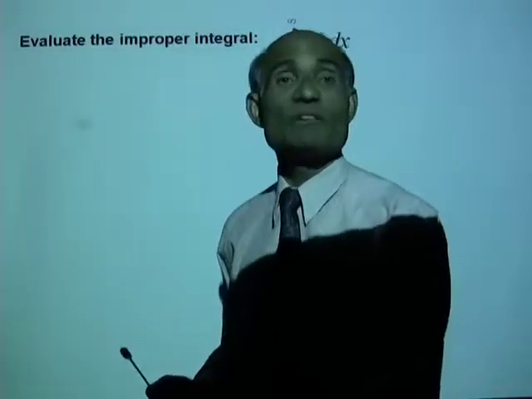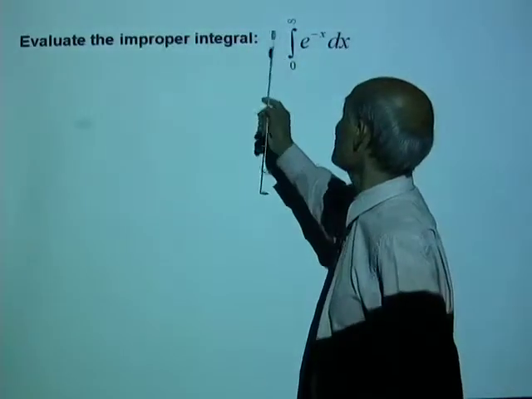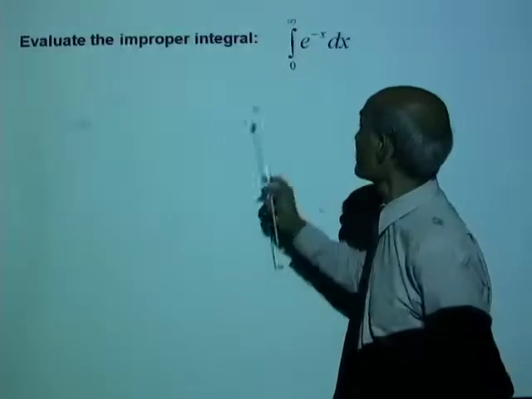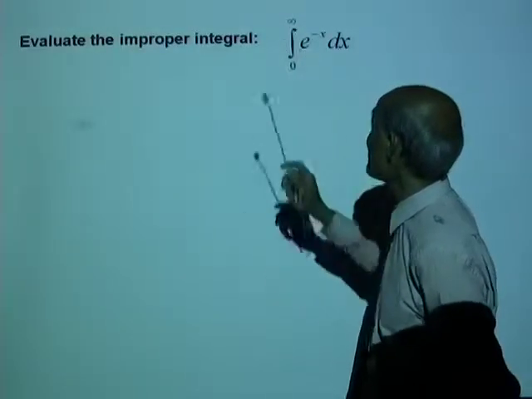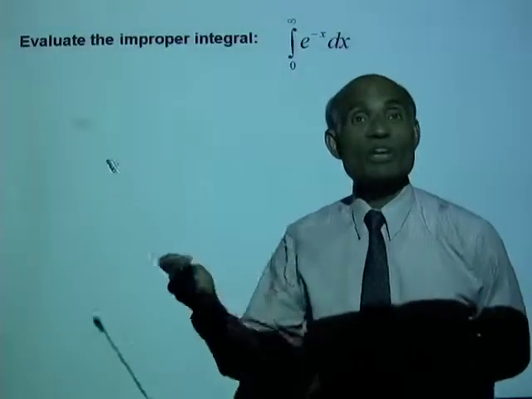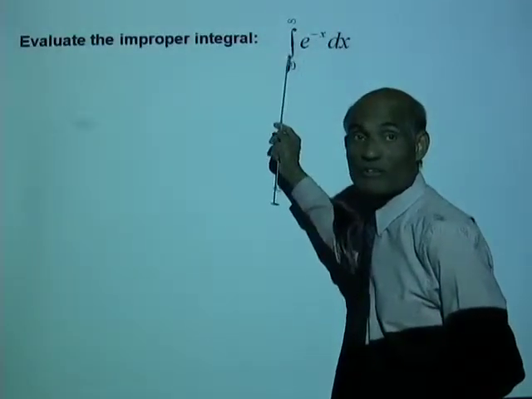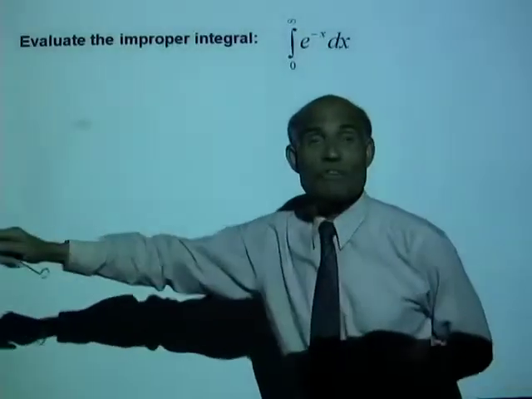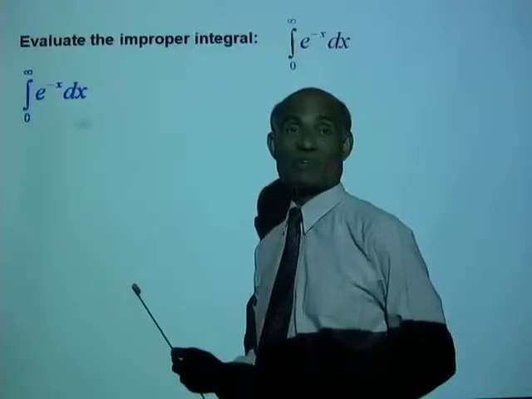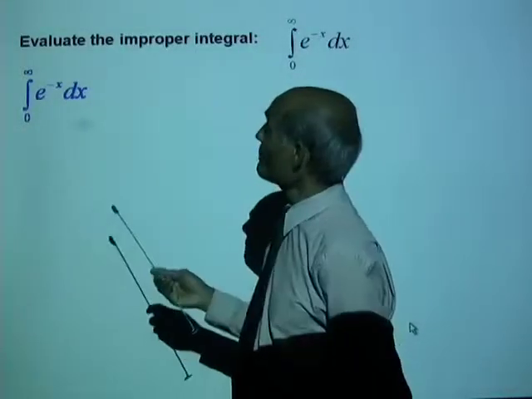Alright, let's now find the value of an improper integral. Now, why is this improper? You can see one of the limits is infinity. Integral 0 to infinity e to the power of negative x dx. In other words, what is the area enclosed by the graph of e to the power of negative x with the x-axis from 0 to infinity? Alright, you know how to find that integral, is that right? First of all, we will write this as a limit.